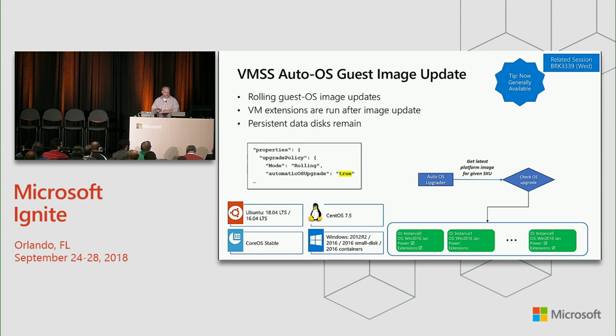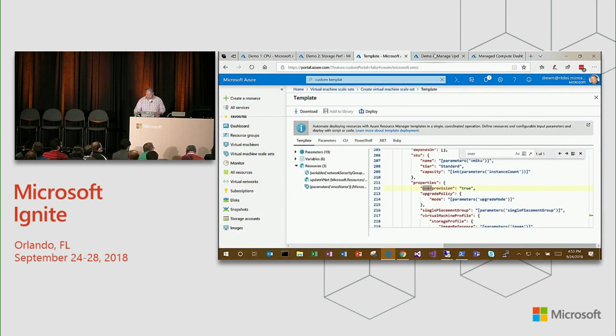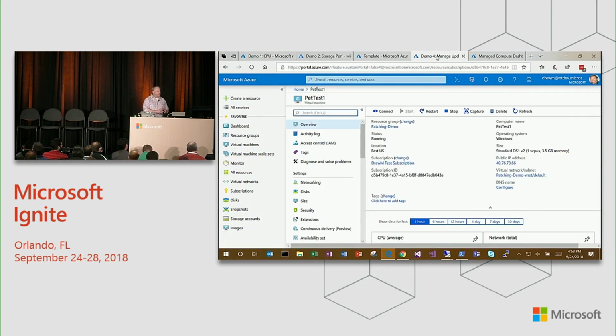So let me show you a little bit of how this operates. Actually, I'm going to look at both sides. I've got a couple of machines deployed called Pet Test 1 and 2. If you're doing in-place updates, you don't have to do that by yourself. You can install a Windows Update, and in fact, we enable Windows Update automatically.